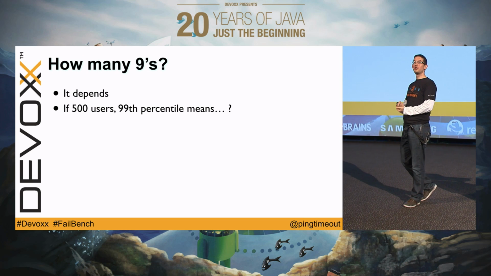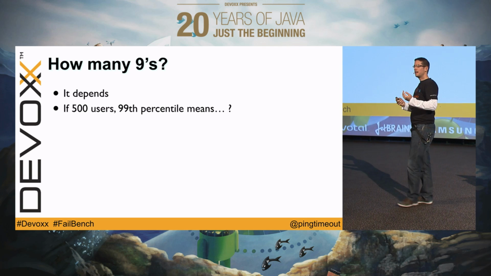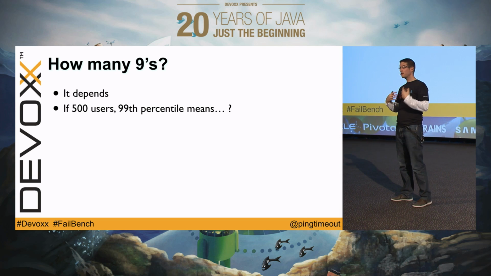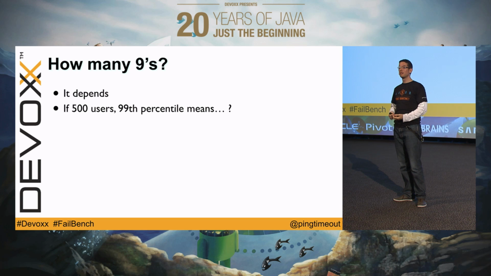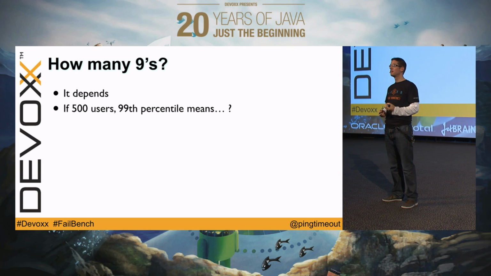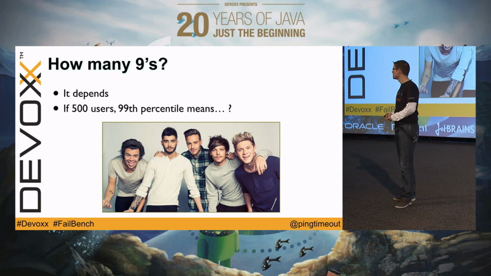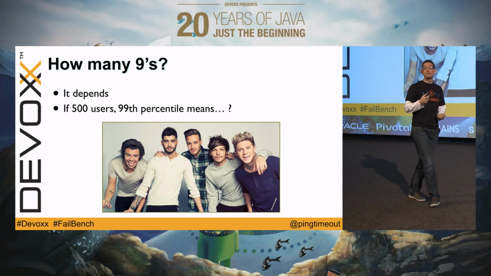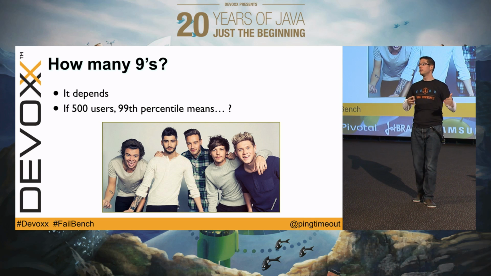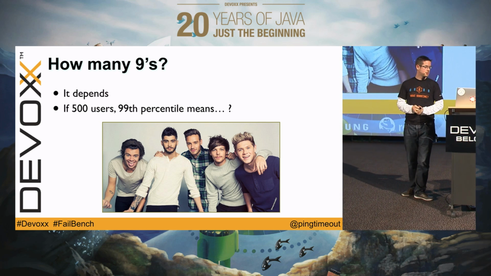Well, I'm going to go for the cheesy answer. It depends. It depends because if I have 500 users on my application, what does my 99th percentile represent? Well, it's going to represent the 5 unluckiest users of my system. And since it's my system, I get to choose who are the unluckiest users.